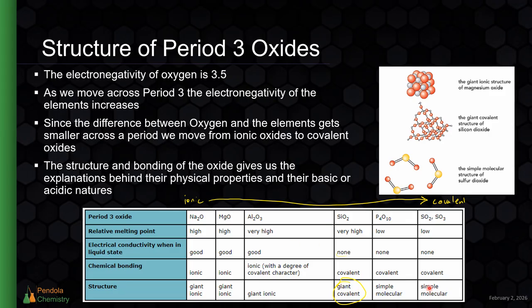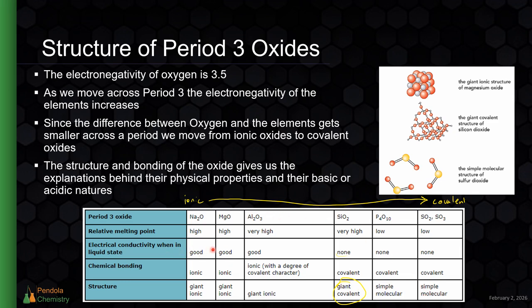And then we have the covalents, right? The P4O10, SO2, and SO3. These are simple molecular, which means that, again, the electrical conductivity is non-existent in the liquid state because they are just covalent compounds. But notice how the melting point is now extremely low, because these are not held together by covalent bonds. They're held together by intermolecular forces. And those intermolecular forces are really easy to break. So notice the trend. We go from high to really high melting points, but then it plummets once we get to those simple molecular structures.